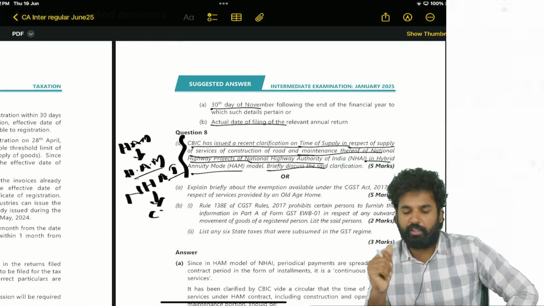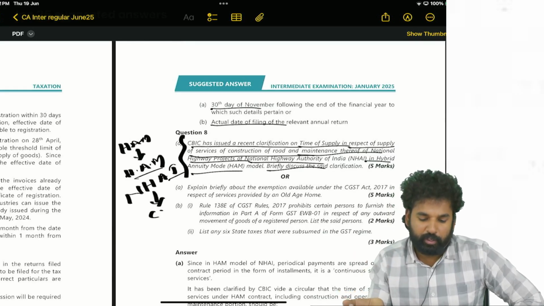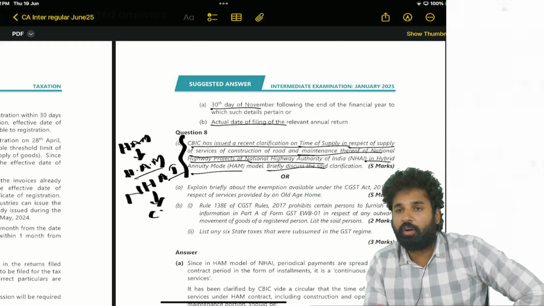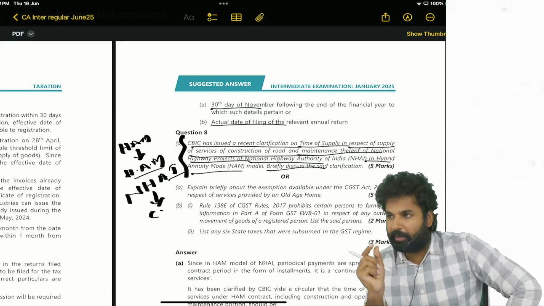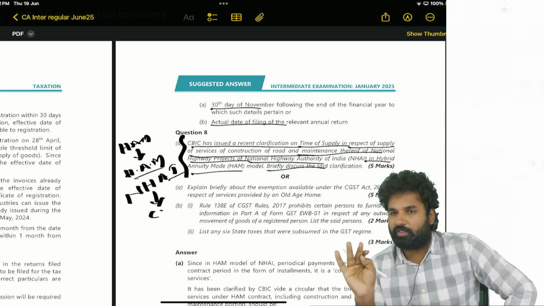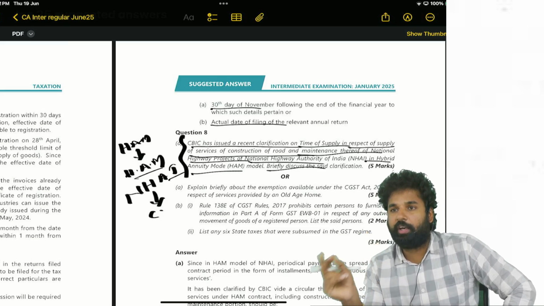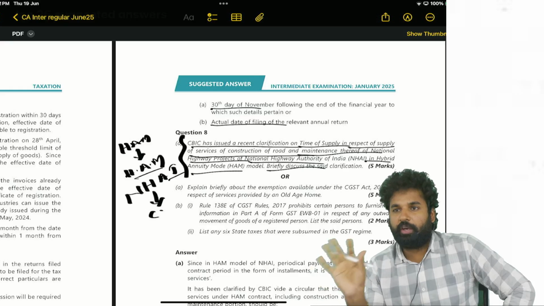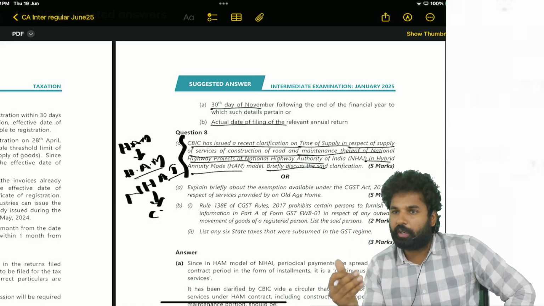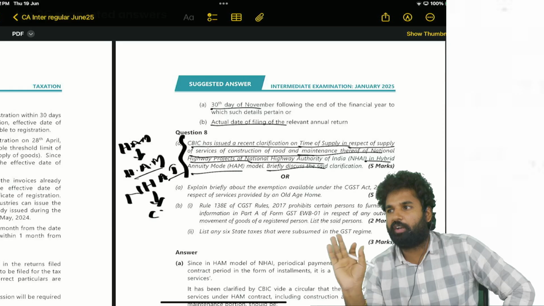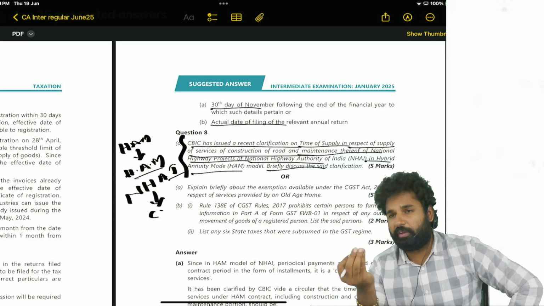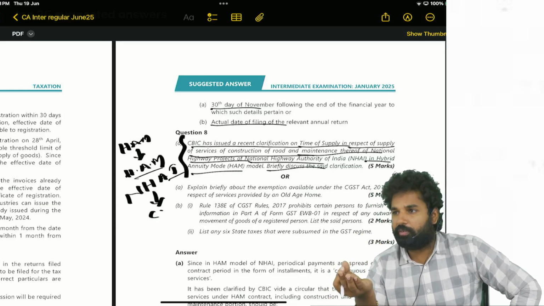Continuous supply of service. Then the invoice has to be issued on or before the due date. If the payment due date is ascertained, in case of continuous supply of service, the invoice has to be issued on or before the date of such due date. If the due date is not ascertained, on or before the date of payment. If it is related to the completion of an event, on or before the date of completion of event. So that is the due date for issuing invoice.